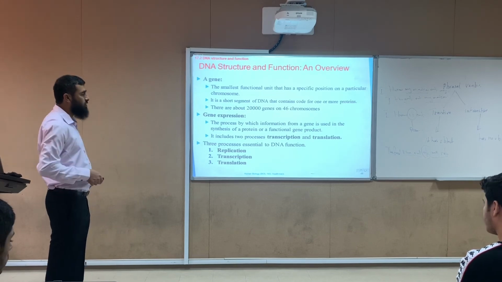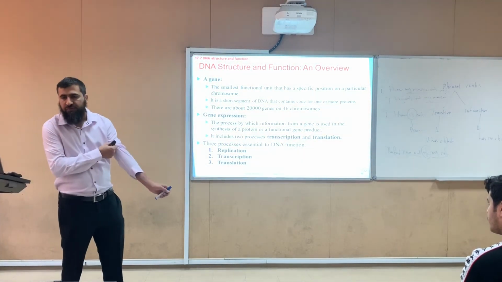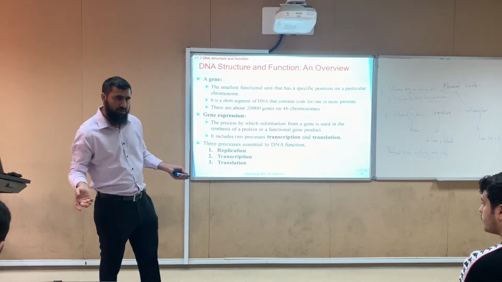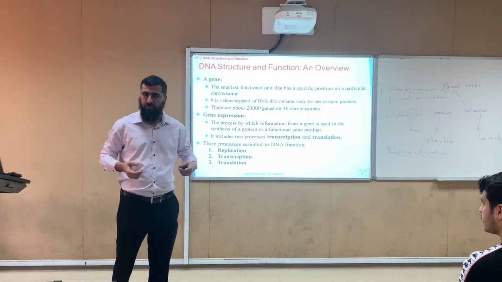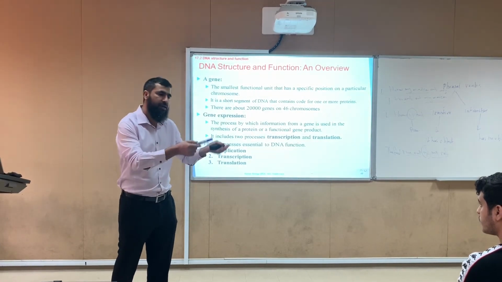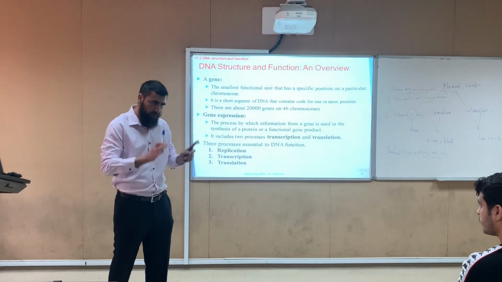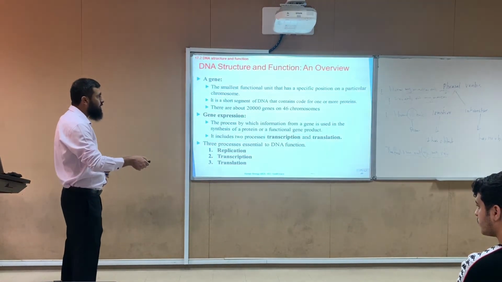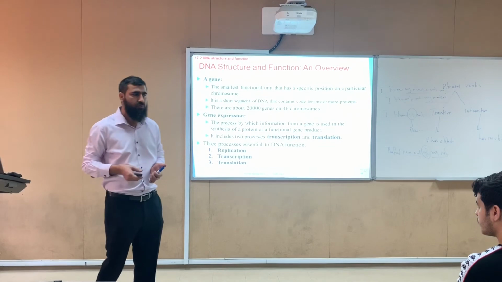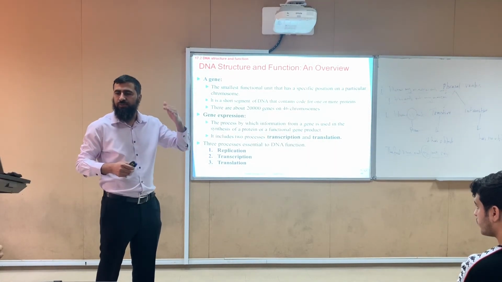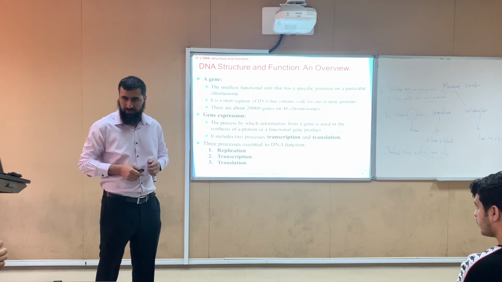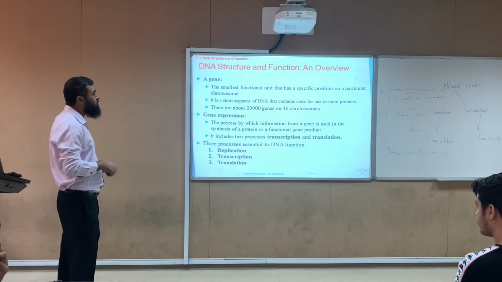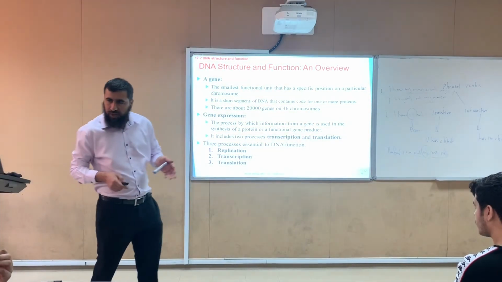A gene is the smallest functional unit we find in DNA. For example, insulin regulates glucose levels and is produced in the pancreas. It has a particular gene in your DNA, one functional unit that produces the protein insulin. We have 46 chromosomes, or 23 pairs, and genes are in specific locations on the chromosomes. They are short segments that can code for one or more proteins.